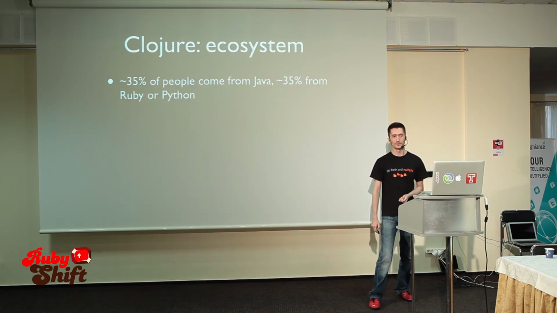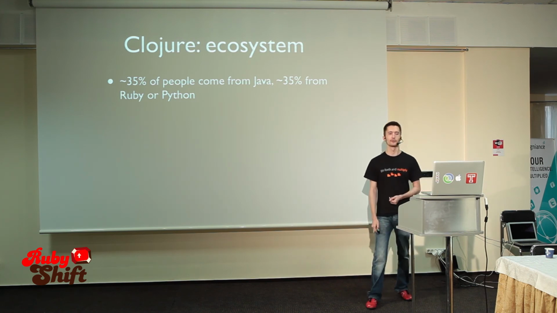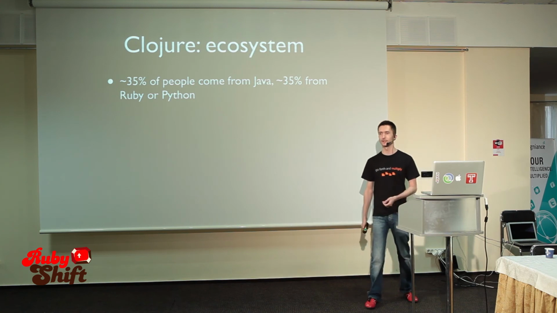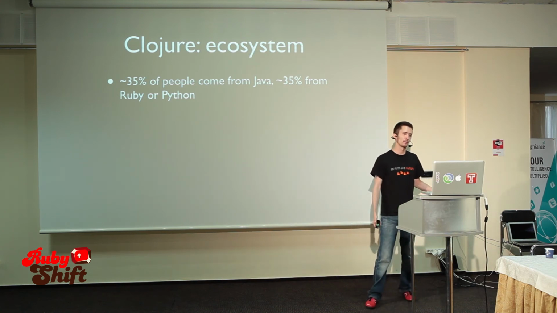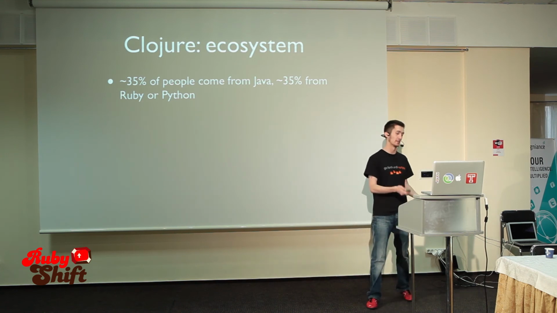So according to that survey, 35% of people come from a Java background and 35% of people come from Ruby or Python, which is pretty interesting. I probably wouldn't expect it to break out like that, but it does. And to me, it suggests that both camps find something appealing in it. Not just Java people, but Ruby people too.